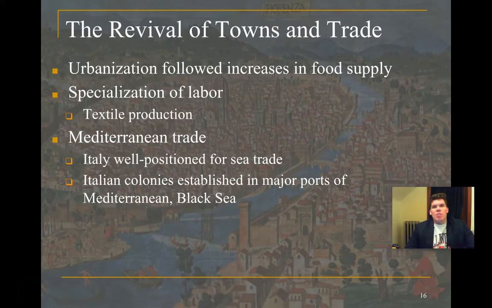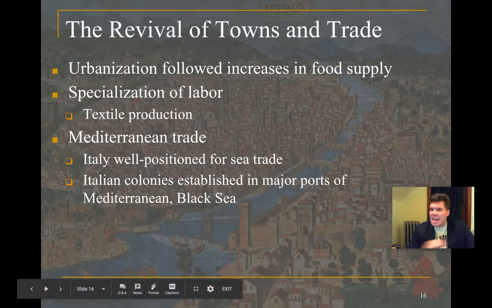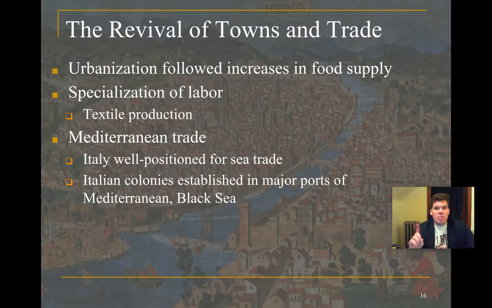Now we start to have urban centers and specialization of jobs, where you have people moving to the city, and people can do things besides try to produce food. One of the key areas that labor was specialized was textile production. Textiles, basically anything made out of cloth. And it's this textile production that would be the first thing to be industrialized later in the Industrial Revolution. So remember that textile stuff, because that's a key continuity and change thing that you will potentially see on the AP exam.